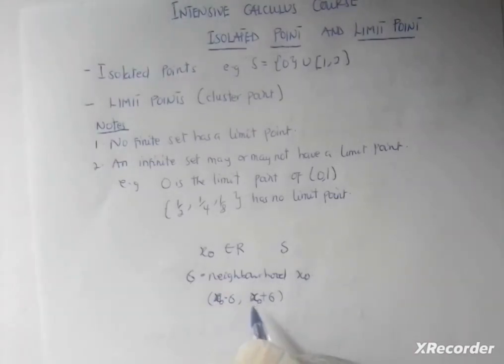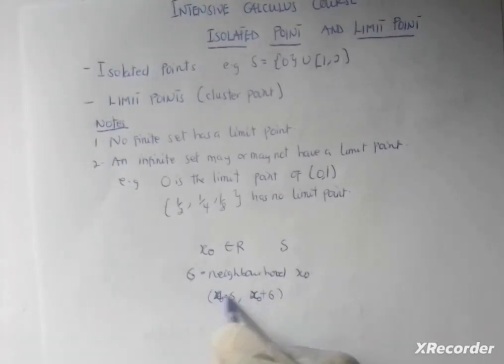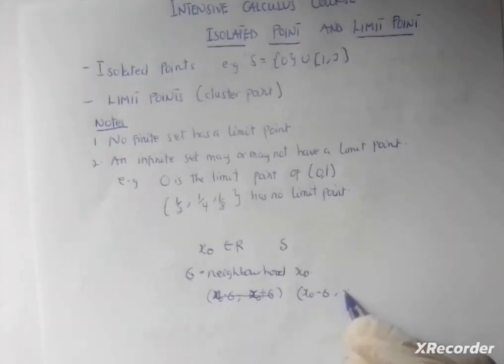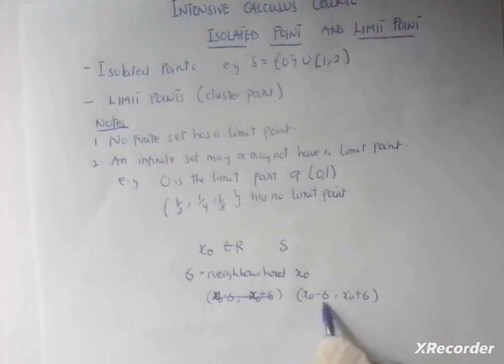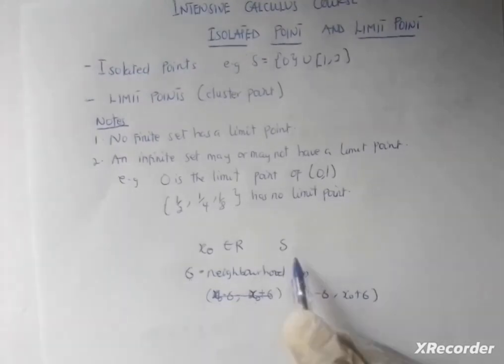So in summary, all that this is saying is that if you get at least one value of delta that gives us an interval, let me cancel this interval and write it all, x naught minus delta, comma, x naught plus delta, within which I can't find any other member of this set, then I'll say that my x naught is isolated.